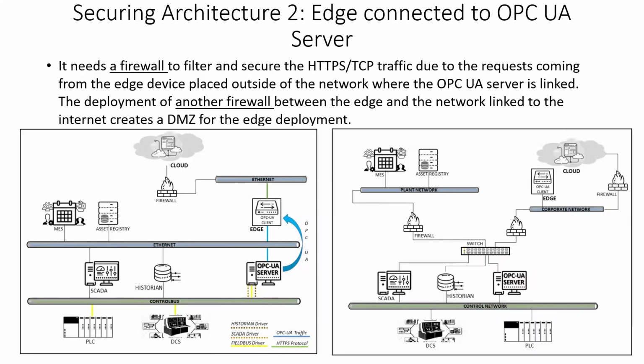Okay, so in this second architecture, the edge device is not directly connected to the controller, but instead it interacts with an OPC server here. And we see it is directly interacting with the OPC server to pull the data. Now we see that the OPC server, the edge, is basically outside the network.